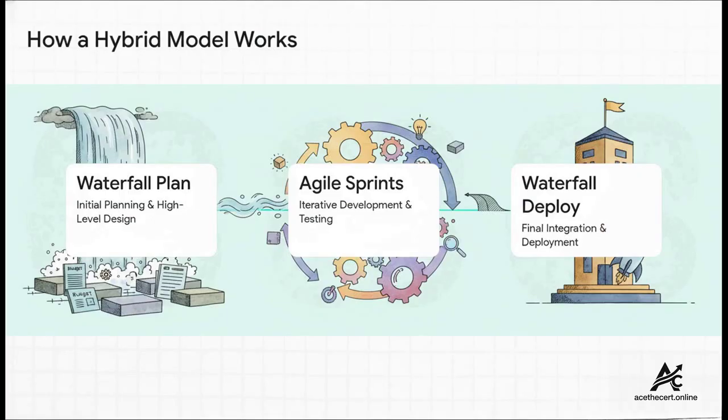So how does that actually work? Well, a team might use Waterfall for the big upfront stuff, like setting the overall budget and high-level design. But once it's time to actually build and test the product, they switch into Agile sprints. This gives you the best of both worlds. You get predictability where you need it, for your budget, for your stakeholders, but you give the development team the flexibility they need to innovate and build the best product they can.